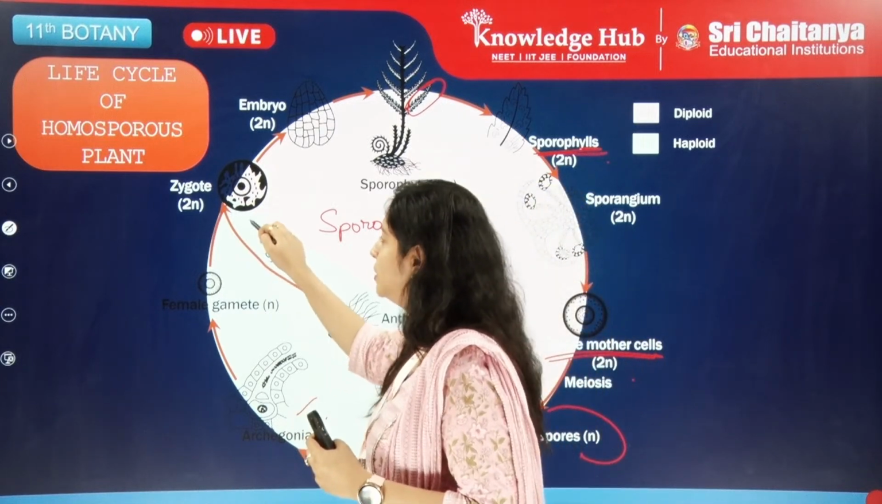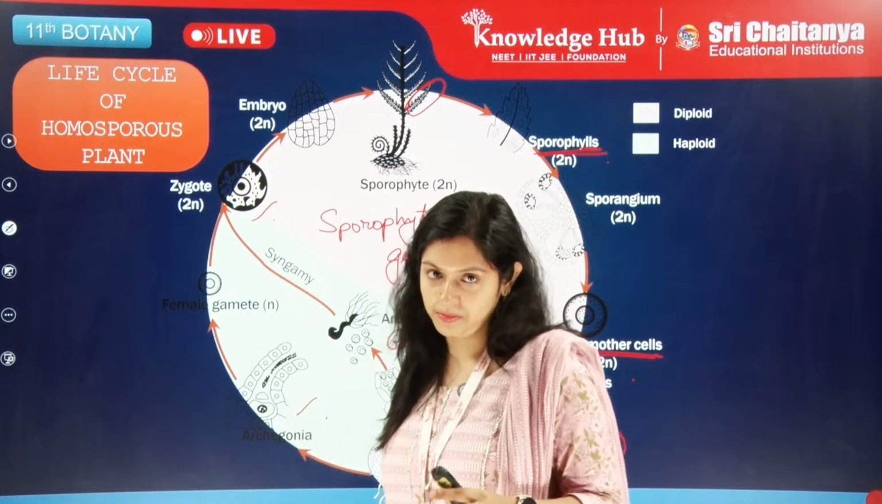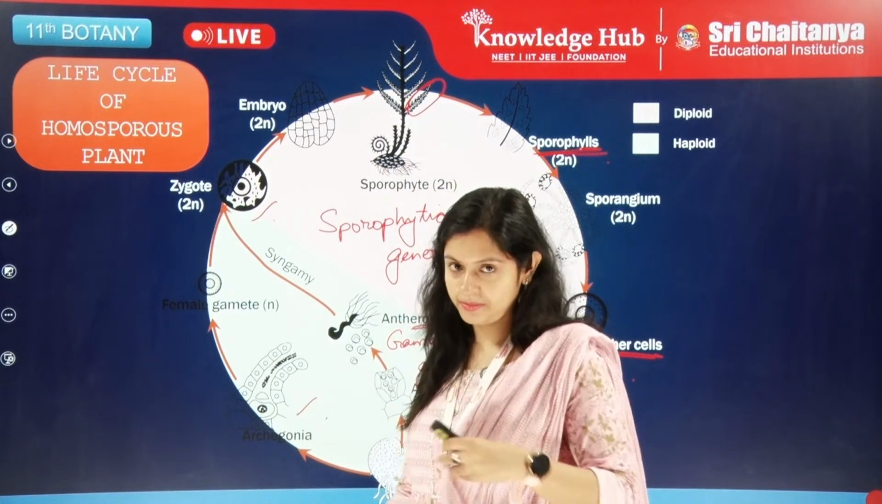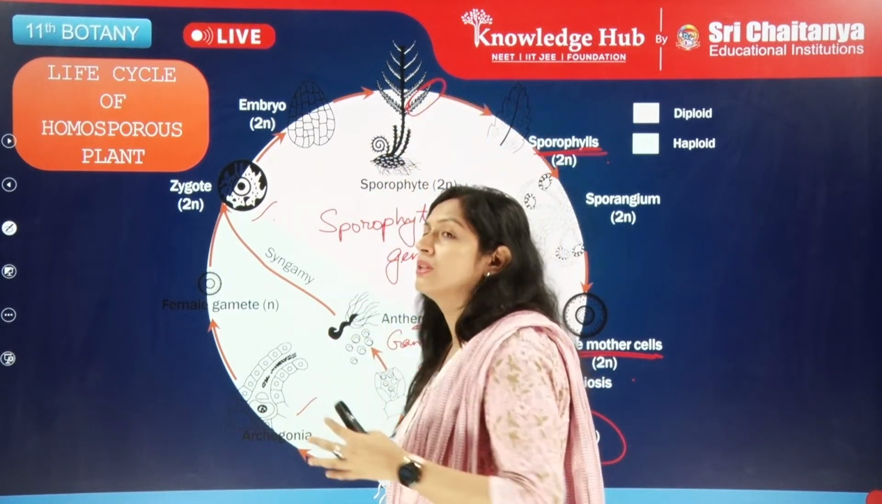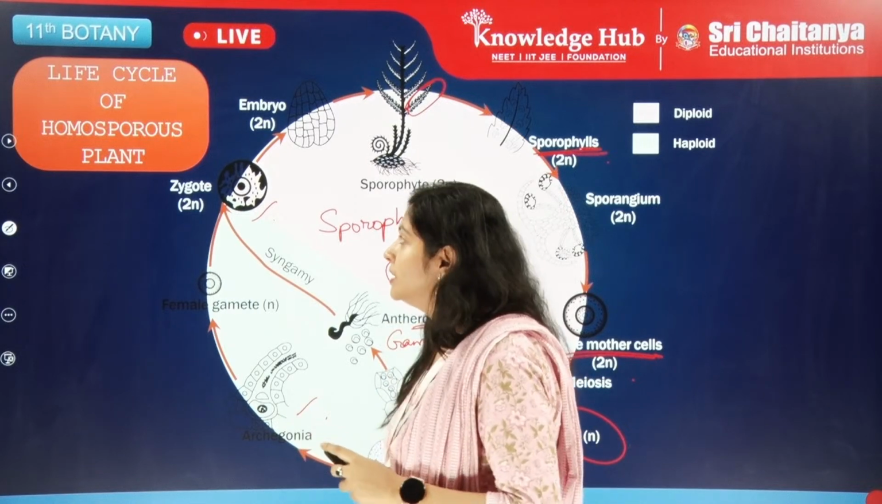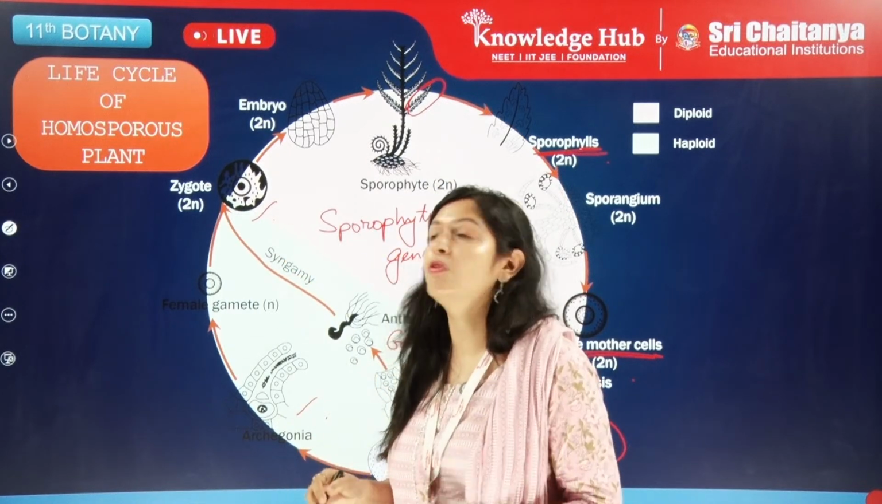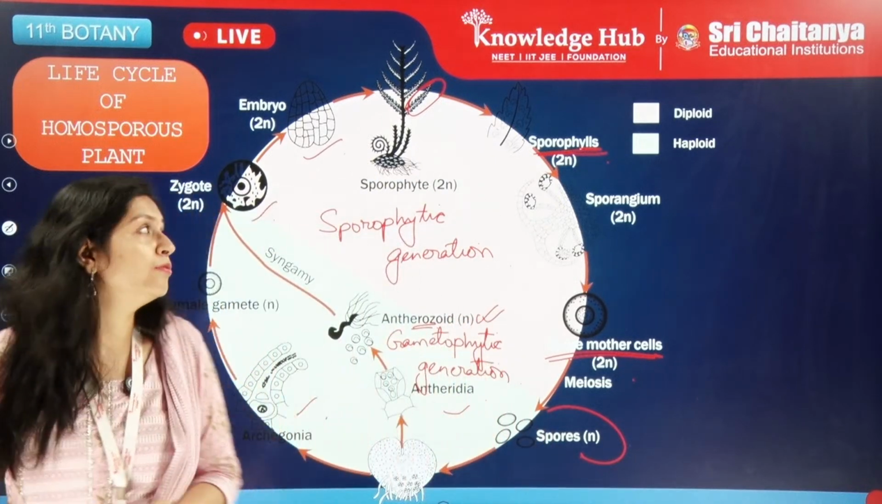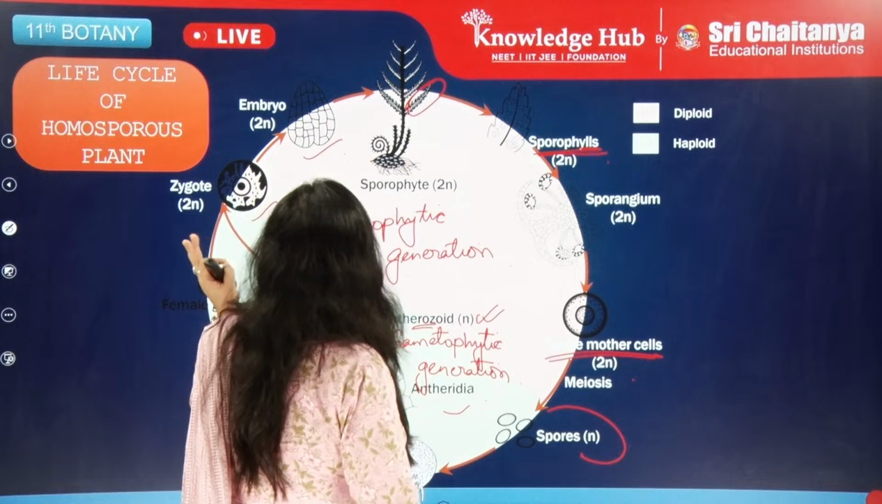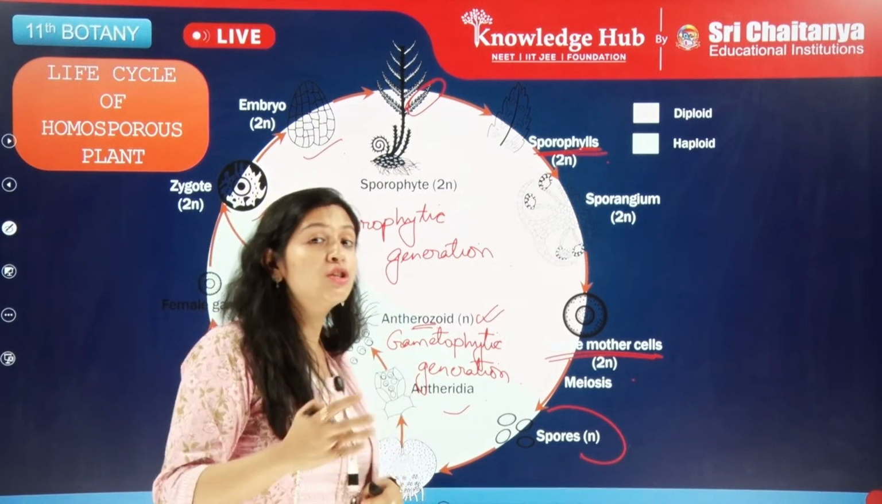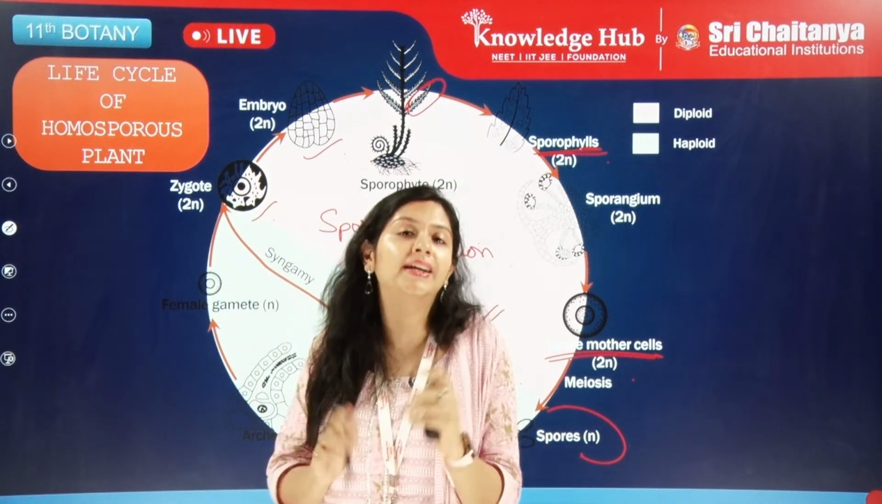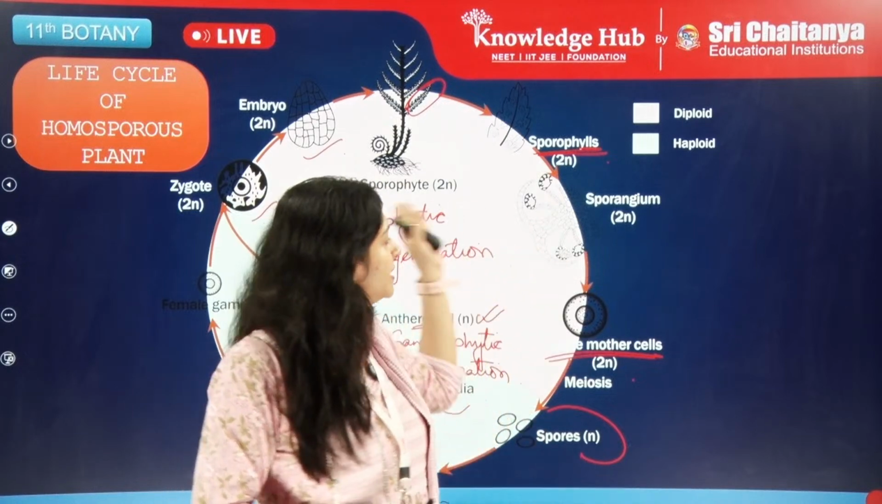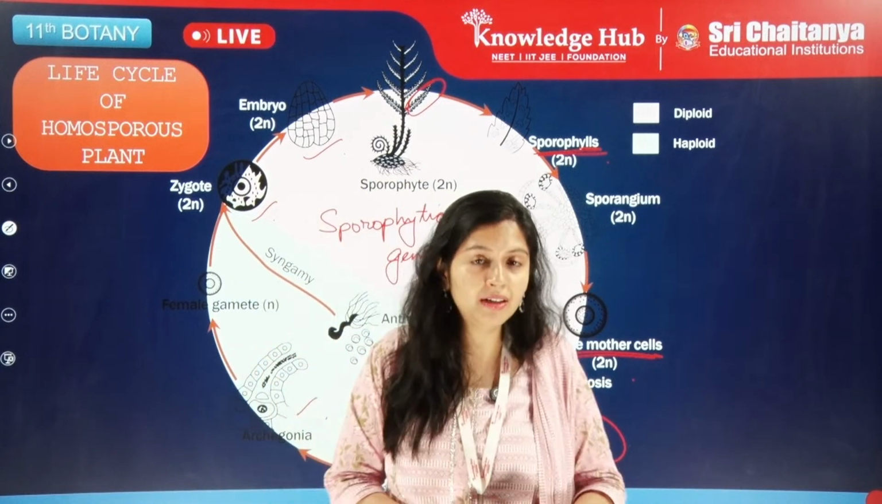Both of them will fuse to form the zygote. Zygote is 2n, and from here the zygote will form the embryo. From here the embryo will mature to form the sporophyte. So we have got the entire life cycle of this plant.